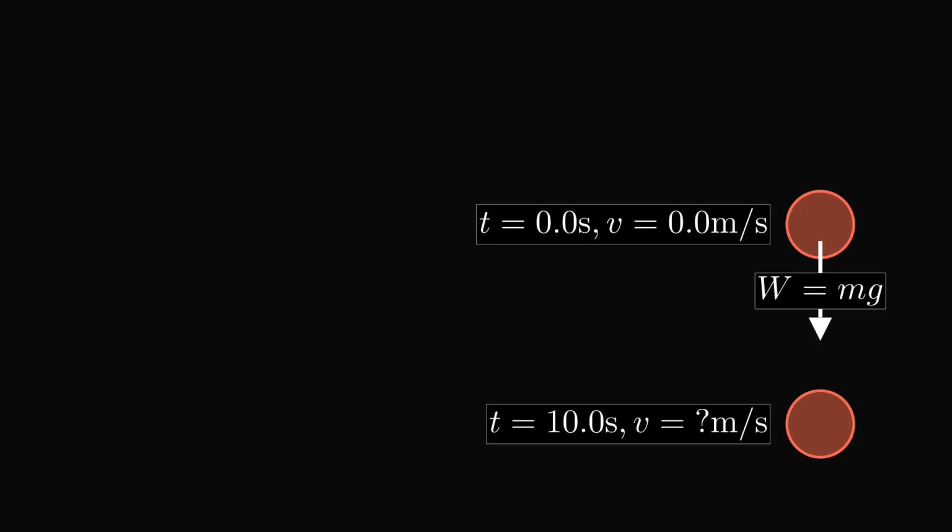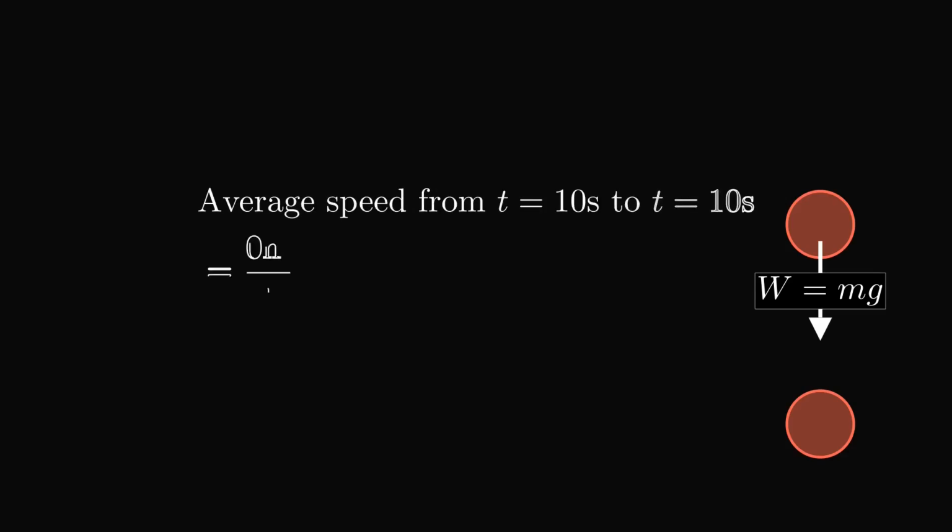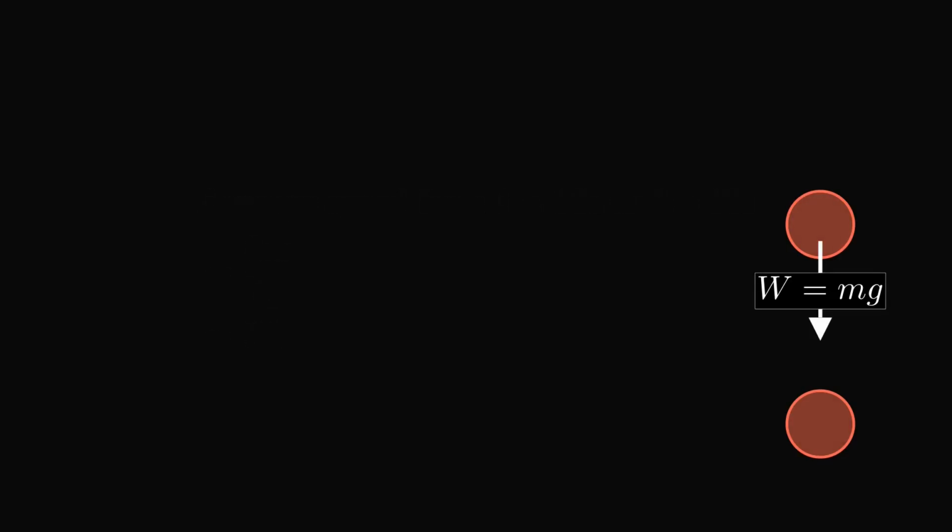What if we wanted to know exactly how fast the mass was going right at the 10-second mark? Well, using the same average speed formula will not work this time, because at the instant of 10 seconds, the mass hasn't traveled any distance and the time interval is 0, so we cannot get a reasonable answer this way. We need to avoid dividing by 0. We need a different approach.